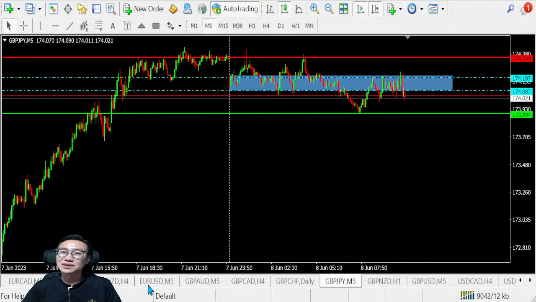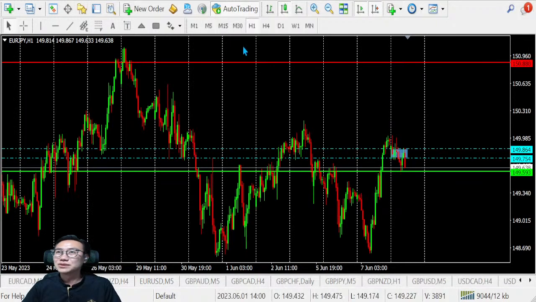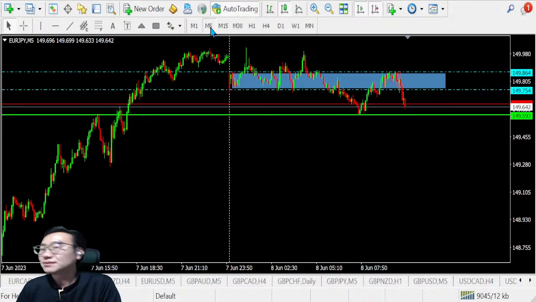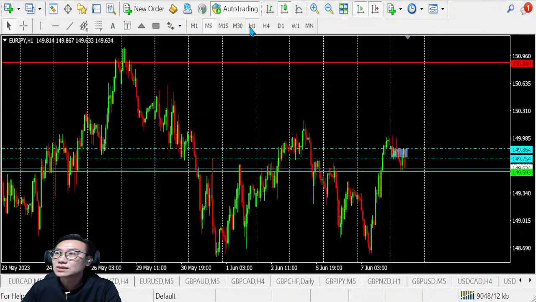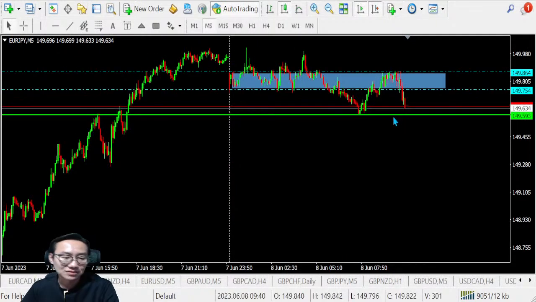Even with the London market opening, it doesn't help with any of the liquidity there. Okay, euro yen. I will be looking into euro yen. Hopefully, the euro yen will break 149.593.